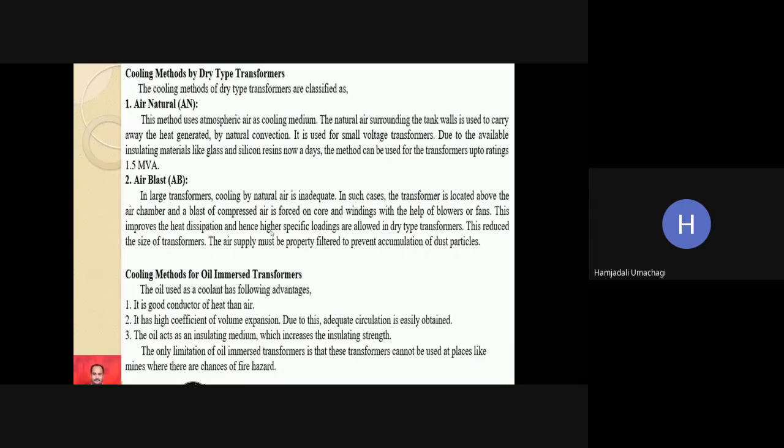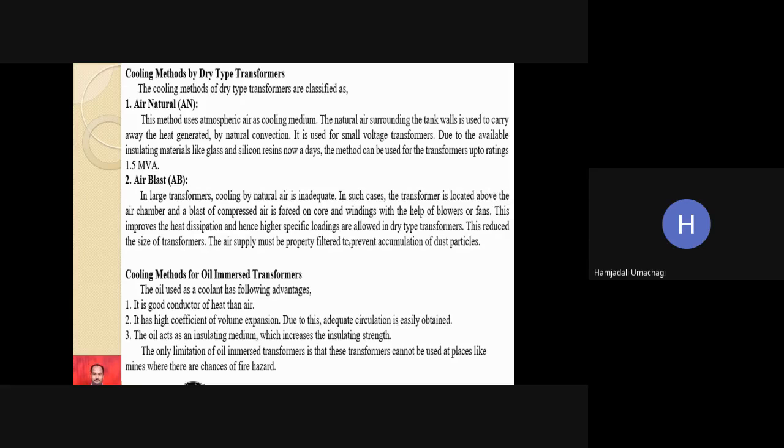For that sake, we need to have some cooling method with the help of the air blast method. This reduces the size of transformers. Because of the air blasting method, heat can be easily taken out. Because of the easy cooling of the transformer, automatically the size of the transformer gets reduced. This is the meaning here.